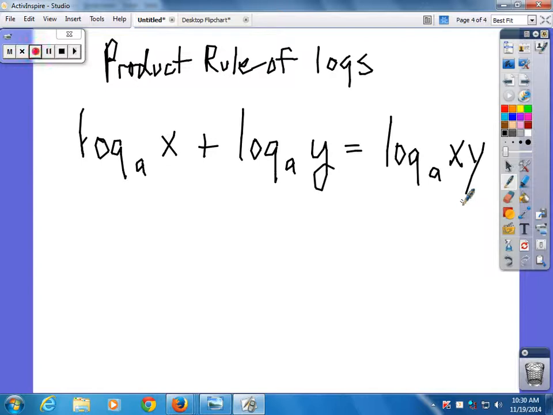Why did you say x times y? Product rule, that's why. Because the product rule in exponents dictates that if you have something with the same base and you're multiplying, what do you do to the exponents? You add them. So this one is saying, if you're multiplying x and y with the same base, what do you do? You add them. Same thing.